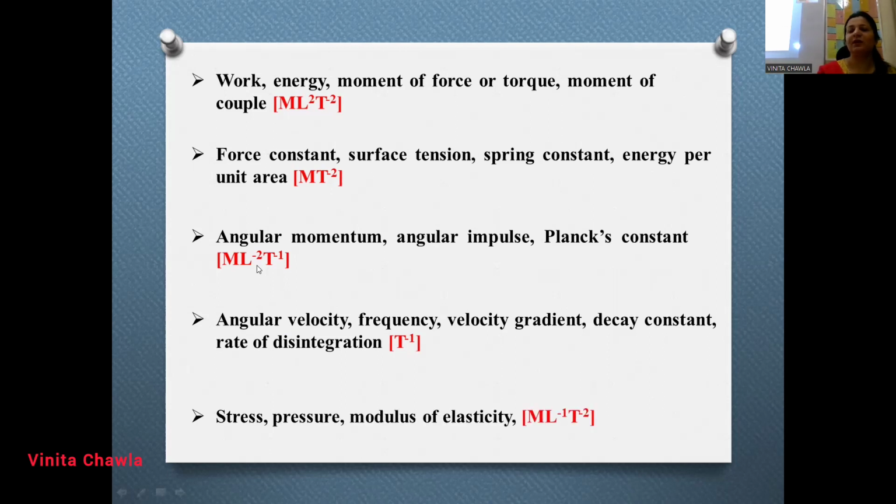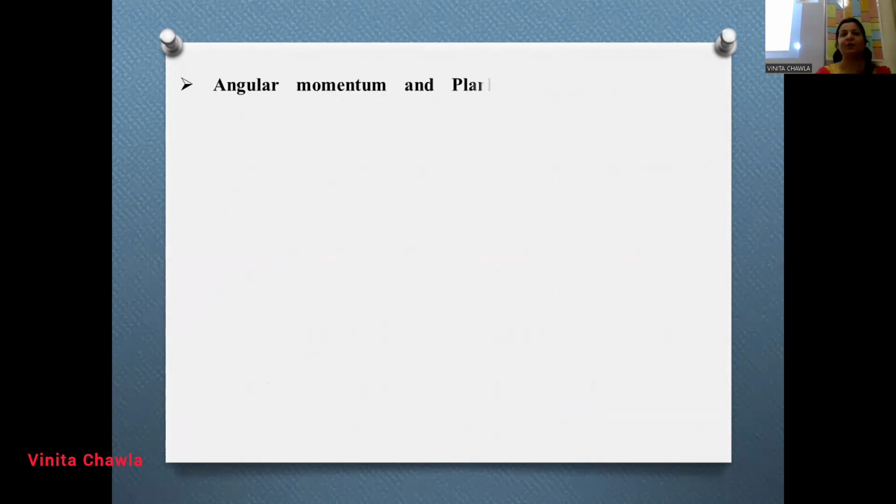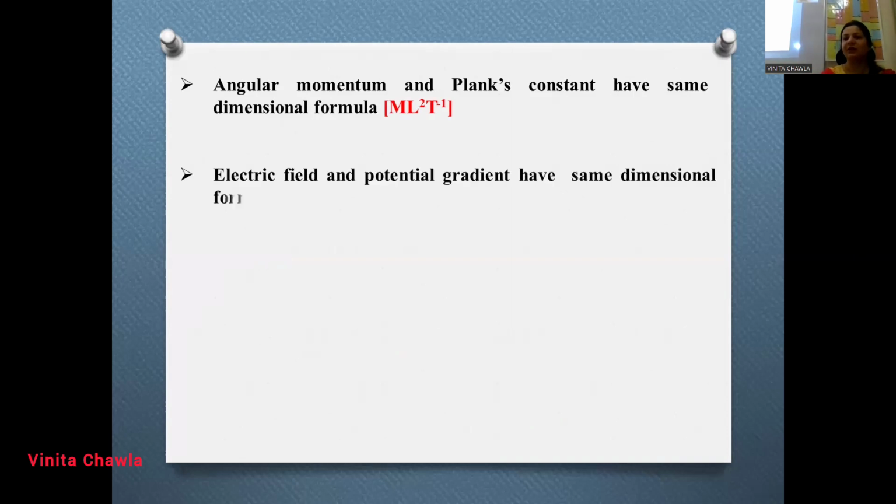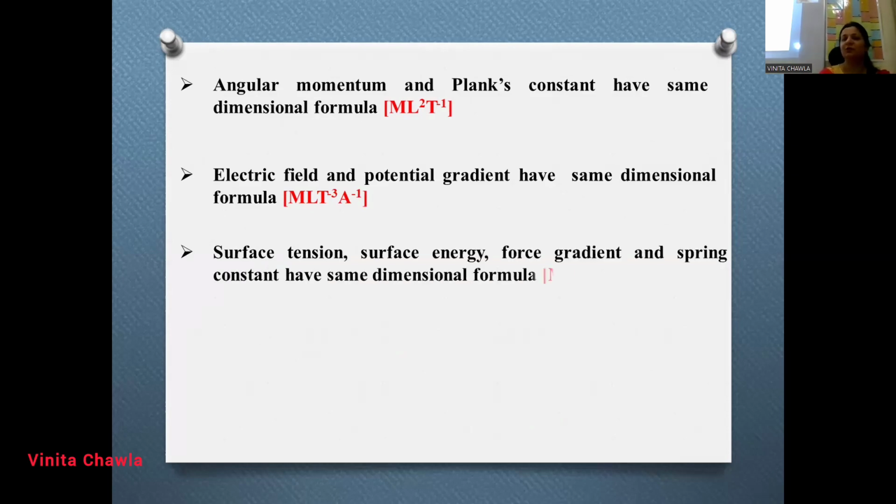Stress, pressure, modulus of elasticity, they have the same dimensions. Stress is force upon area. The dimension of force is MLT minus 2, divided by L2. L2, when it goes to the numerator, becomes L minus 2. So it's ML minus 1 T minus 2. Angular momentum and Planck's constant have the same dimensional formula. Electric field and potential gradient have the same dimensional formula. Surface tension, surface energy, force gradient, and spring constant have the same dimensional formula. Acceleration and gravitational field intensity have the same dimensional formula.